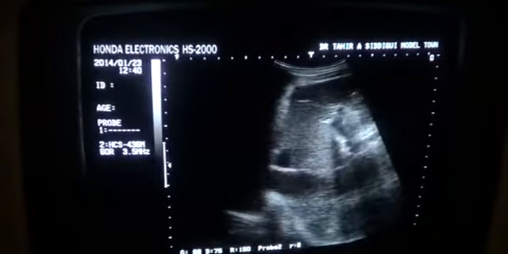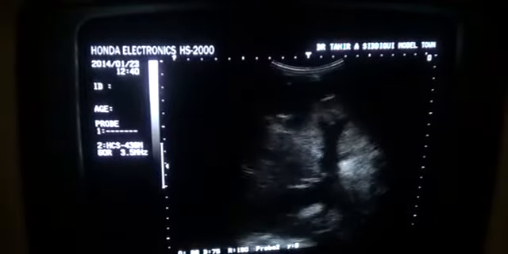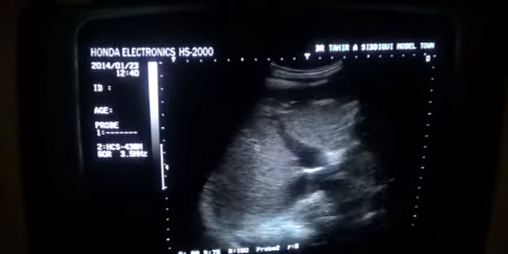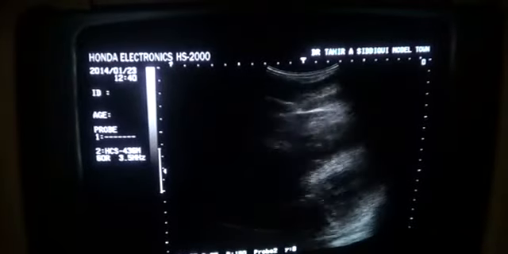congestive cardiac failure with dilated vessels, hepatic veins, IVC, dilated heart.